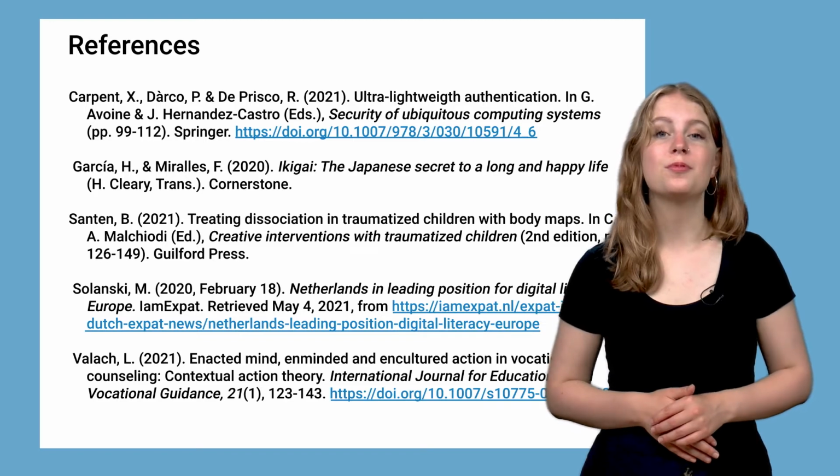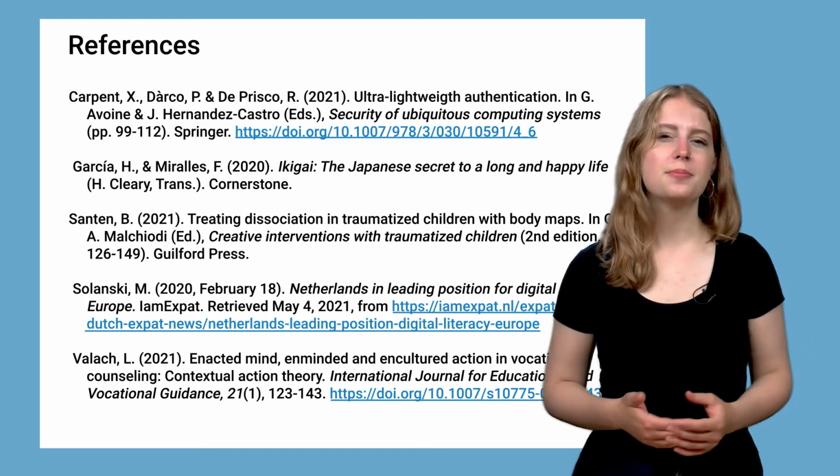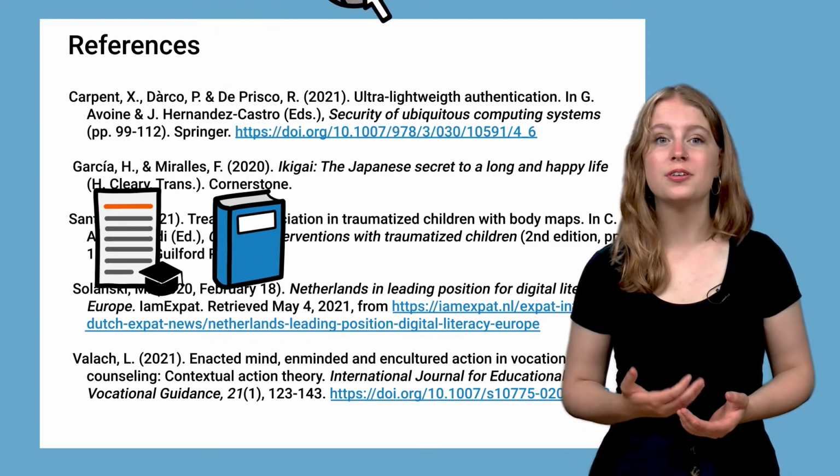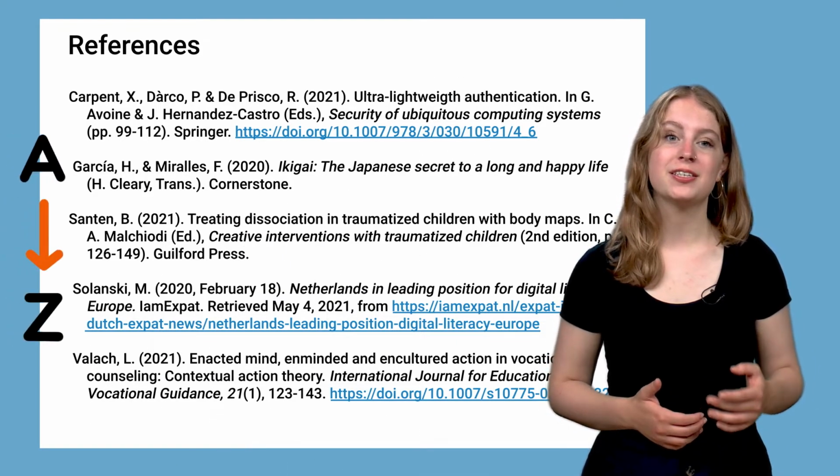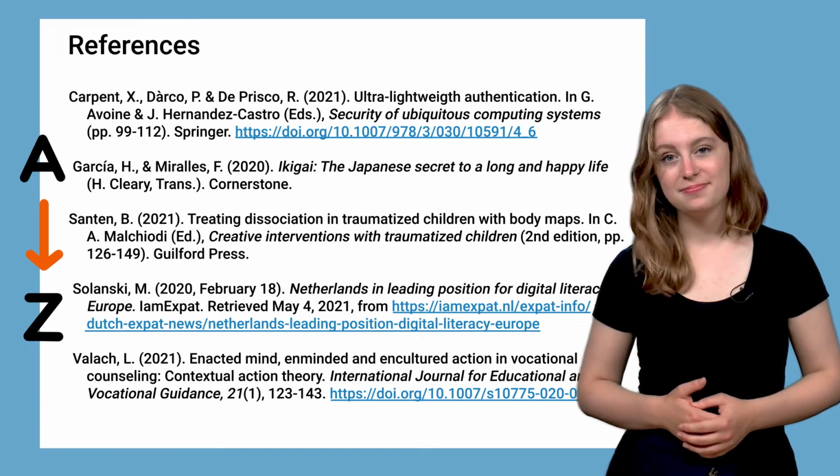You can now compile your citation. This is an example of a reference list. It doesn't matter if it's a thesis, a book, a webpage or a journal article. All different kinds of sources are placed alphabetically in one list. You now know how to list a chapter of a book in a reference list.